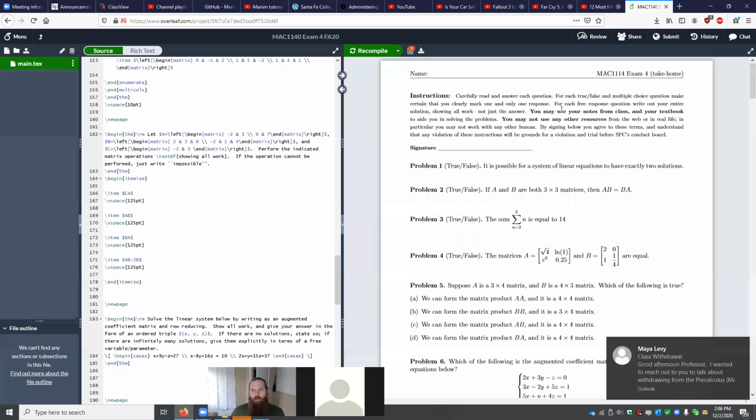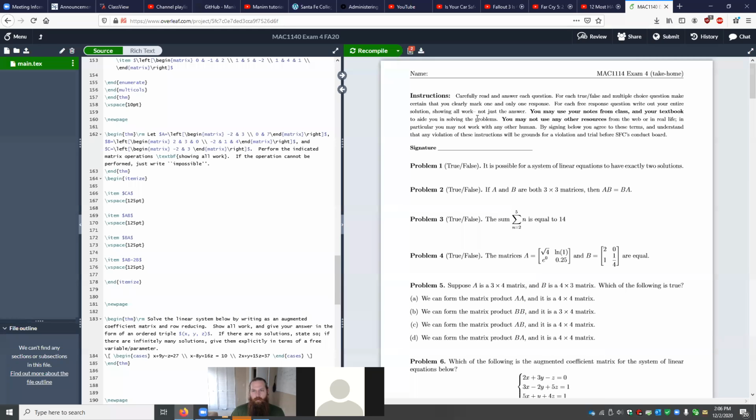You can use your notes and your textbook. You cannot use anything else, including other people, okay? So I've got no control over this. You guys are at home, you've got textbooks. You can use your textbook. You can use your notes, but don't do anything else.